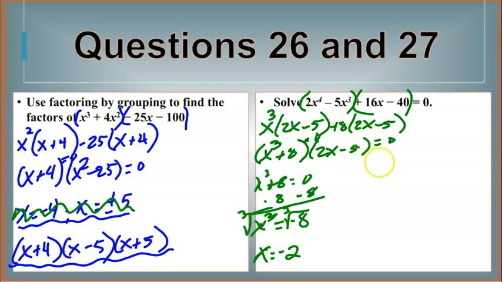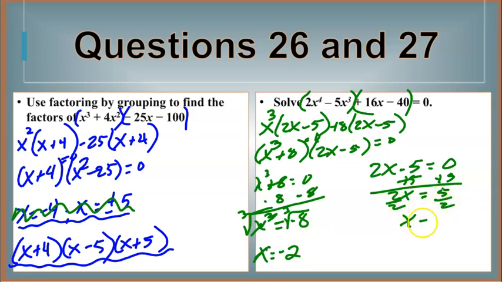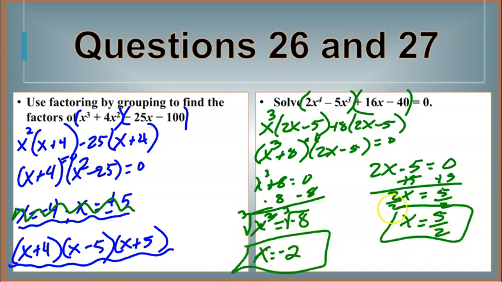And over here, I would have 2x minus 5 equals 0. I would add 5 to both sides. I would have 2x equals 5. Divide by 2. x would equal 5 halves. So my solutions would be x equaling negative 2, but that would have a multiplicity of 3, so I would actually have 3 roots of negative 2, and then x equaling 5 halves.